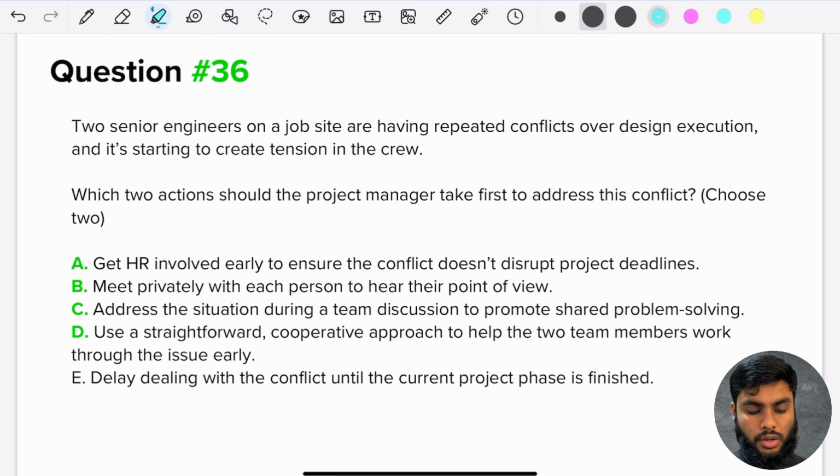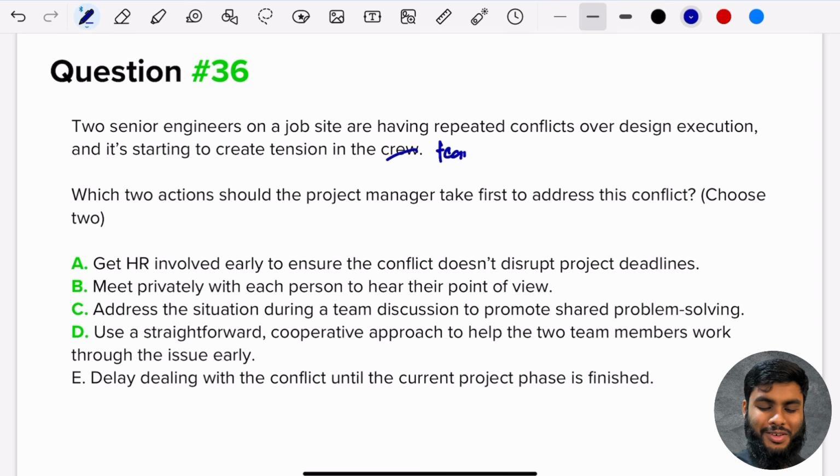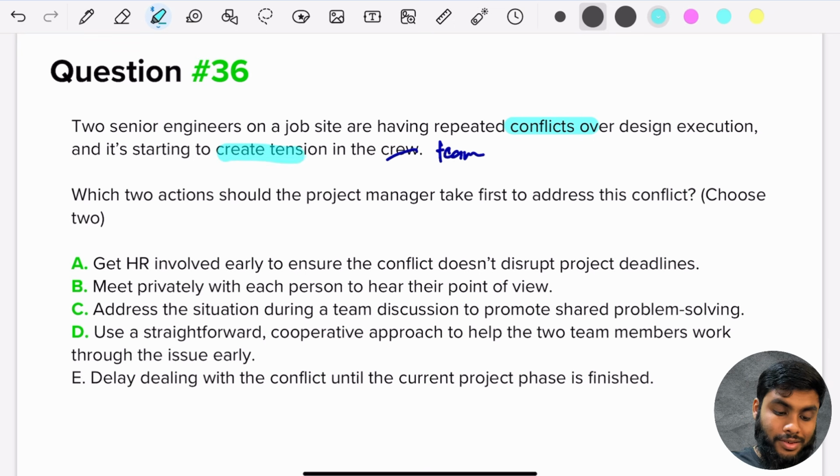Two senior engineers on a job site are having repeated conflicts over a design execution, and it's starting to create tension in the crew. Okay. You're never going to see crew, by the way. You're going to see team, right? Crew is not a word that the PMP uses. They use team. So they're having repeated conflicts, and it's creating tension now. So it's not something that's light. We can't not address it. We need to address it head on.